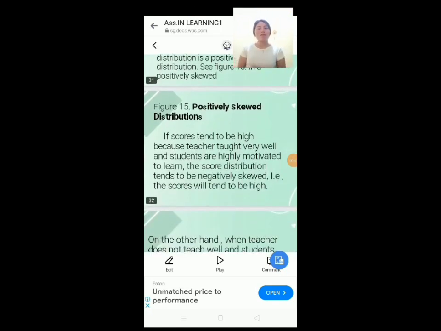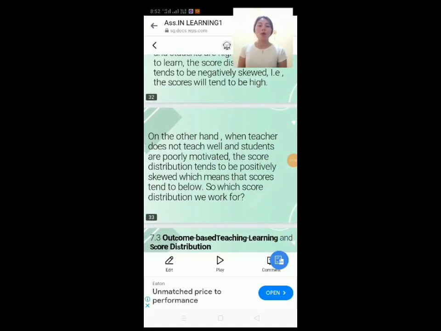So, figure 15, positively skewed distribution. If scores tend to be high because the teacher taught very well and students are highly motivated to learn, the score distribution tends to be negatively skewed. For example, the scores will tend to be high. On the other hand, when the teacher does not teach well and students are poorly motivated, the score distribution tends to be positively skewed, which means that scores tend to be low.